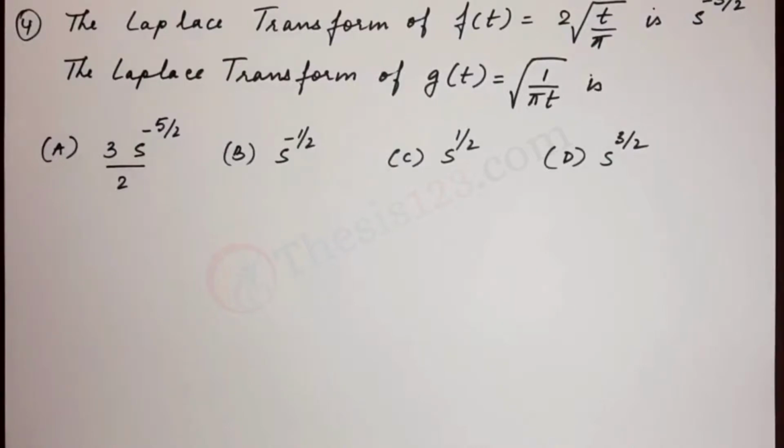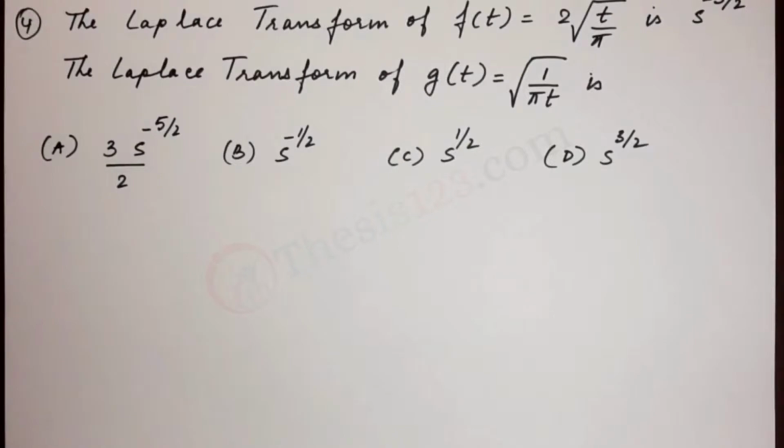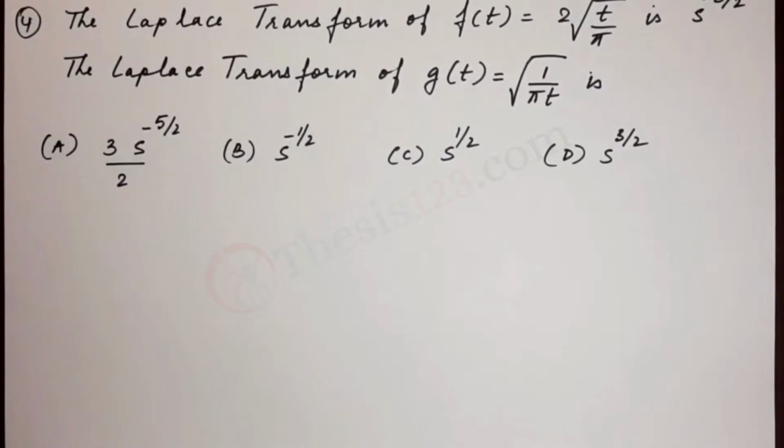Now, when the question gives us the Laplace transform of a certain function and asks us to find the Laplace transform of a different function, that should give you a clue. Then there should be some sort of relation between the two functions given. So take a minute and try to observe f of t and g of t and see in what way they can be related. Now, you'll notice that if you differentiate f of t, you will obtain g of t. Let's take a look at that.